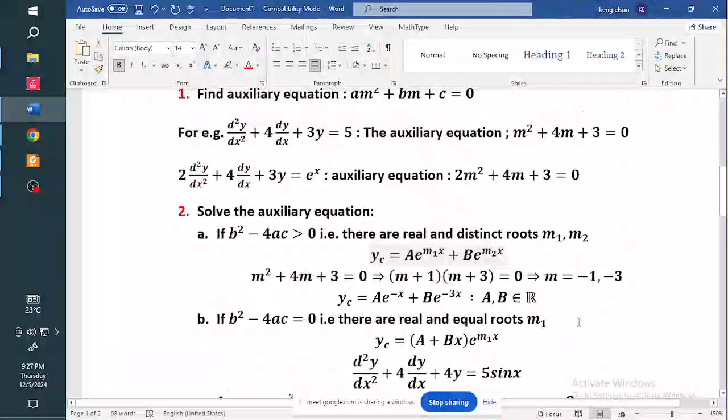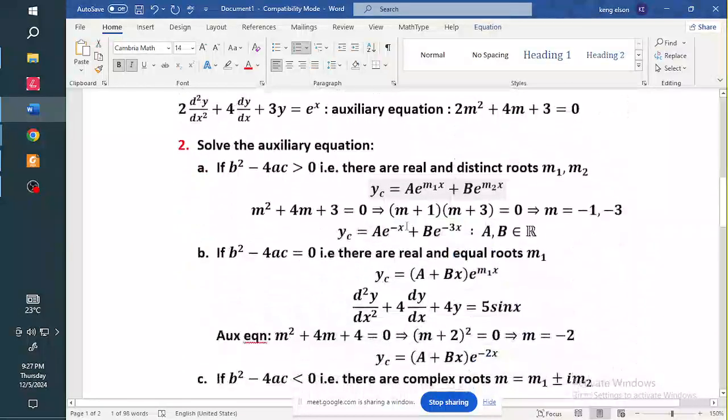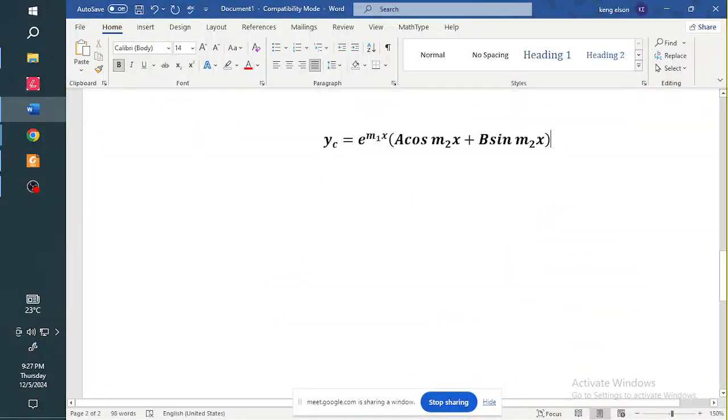So that's always the first thing to do. First of all, we solve the auxiliary equation. From there, we now deduce the complementary function. Now, the third thing to do is now to find a particular integral. So number 3 is determine.